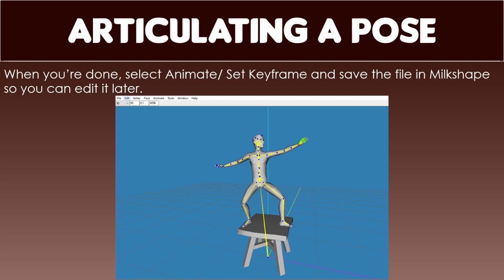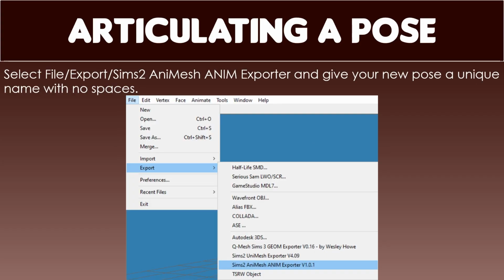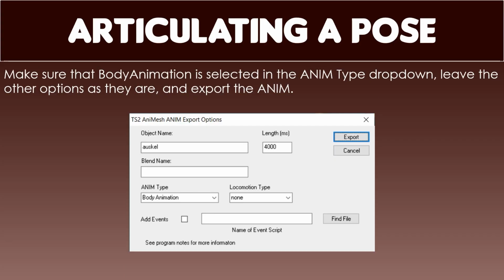When you're done, select animate, set keyframe, and save the file in Milkshape so you can edit it later. And look at that glorious pose. Then we go to File, Export, select Sims to AniMesh Exporter. We give the pose a unique name with no spaces. Then we need to make sure that the export pop-up is set up just like this. We make sure that as ANIM type, we've got body animation selected in the dropdown, and we just export.